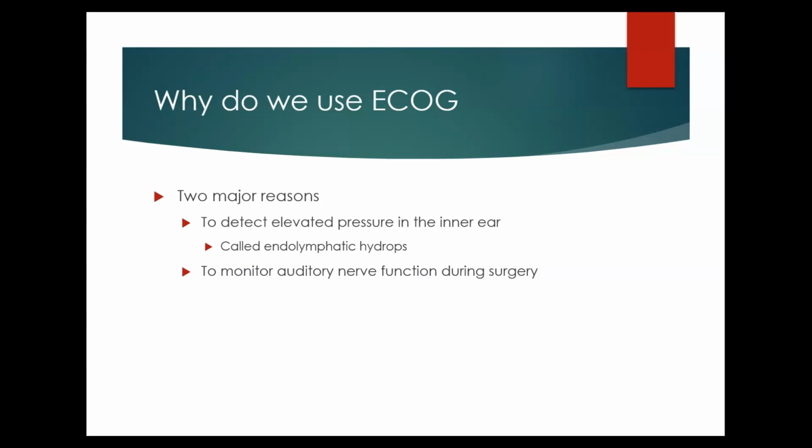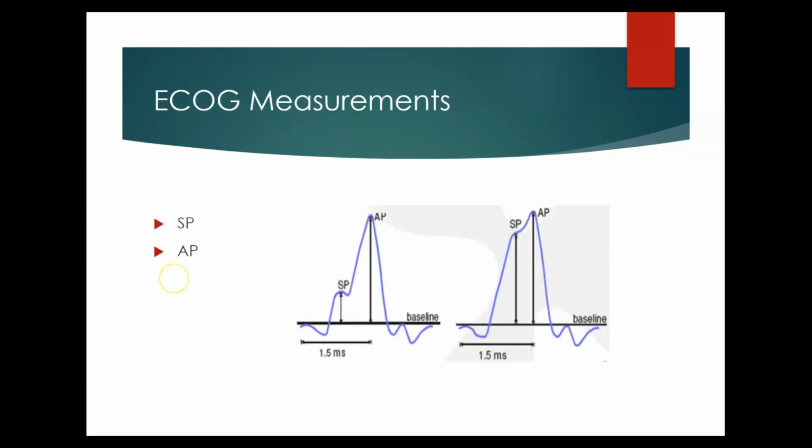Some audiologists use it during intraoperative monitoring to monitor the auditory nerve function during any kind of brain surgery near or around the eighth cranial nerve. The ECOG measures the relationship between the two cochlear potentials, the summating potential and the action potential, which you'll see here with their acronyms. And here's the summating potential and the action potential here.